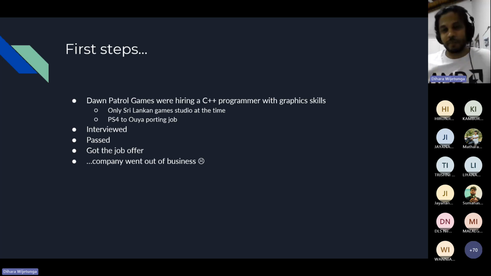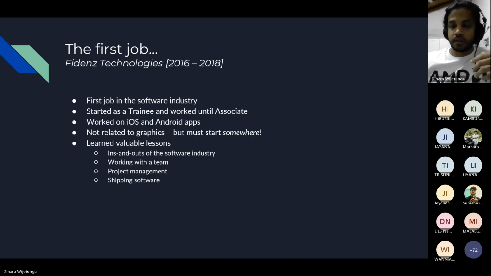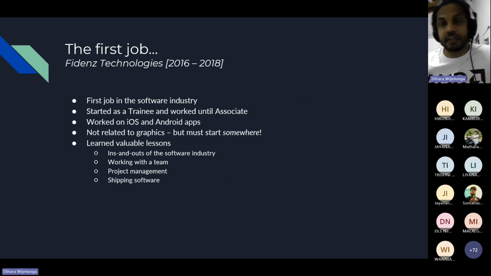I was so disappointed. But then SLIT came to the rescue because they had sent our CVs out to a few local companies, and I got a call from one of those. It was called Fidance Technologies. They used to be a small startup that focused on mobile and web development for foreign clients. They did a lot of outsourced work, and that was my first job in the software industry.